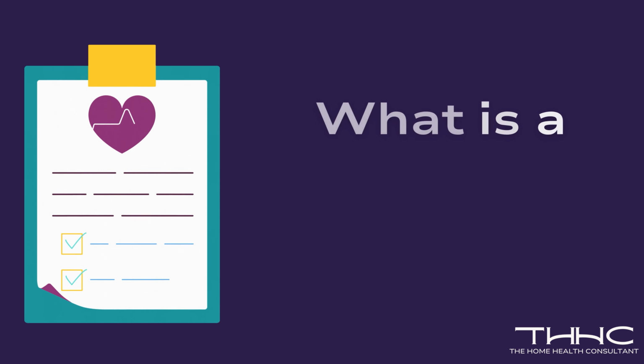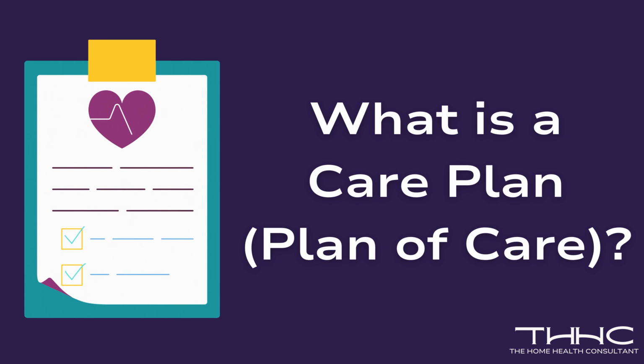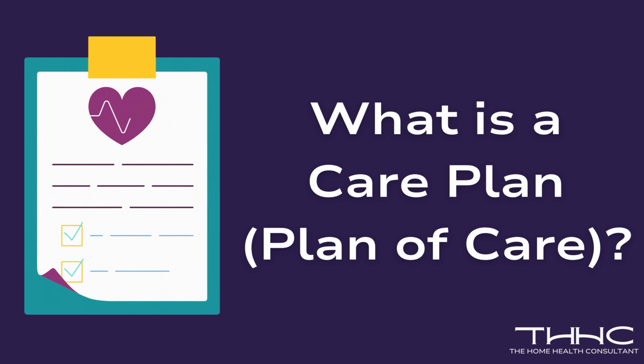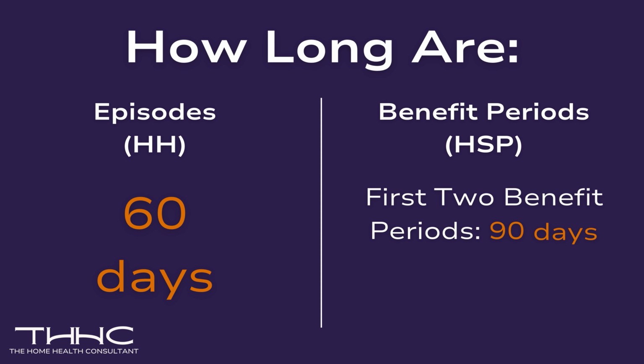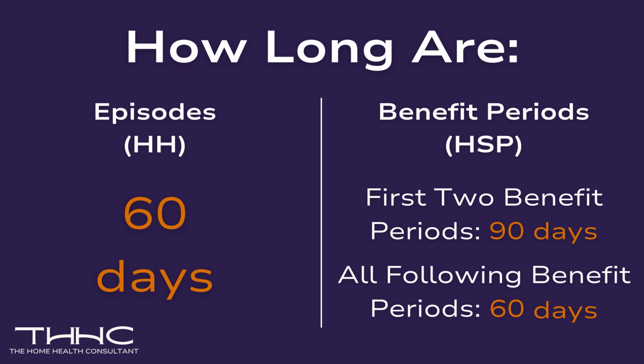That leads us to: what the heck is a care plan? A care plan is pretty much, what are you going to do for this period of time? When you admit someone into home health or hospice, you are admitting them for a specified period of time called an episode. These episodes in home health are 60 days. In hospice, they are two consecutive 90-day episodes, and then they go into 60-day episodes.